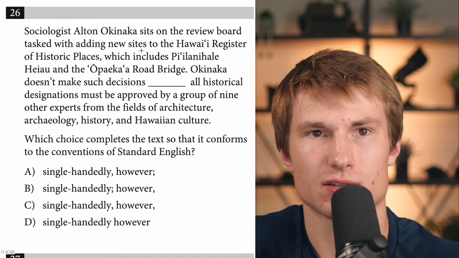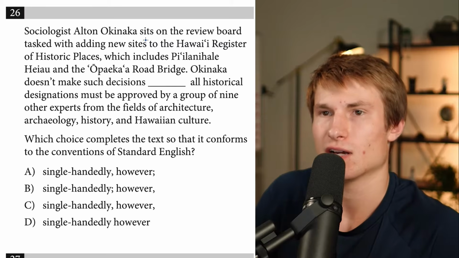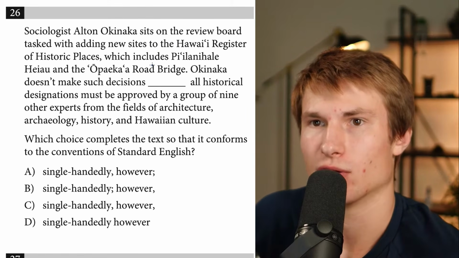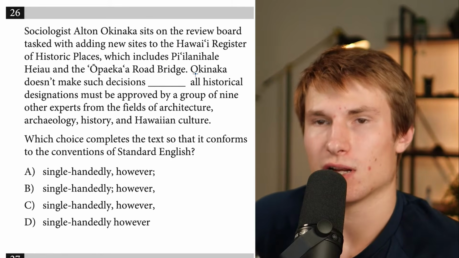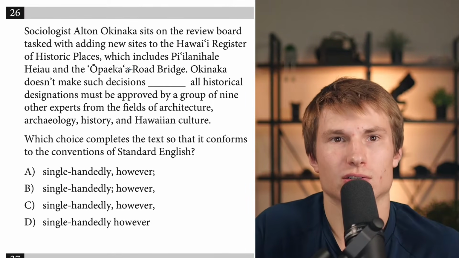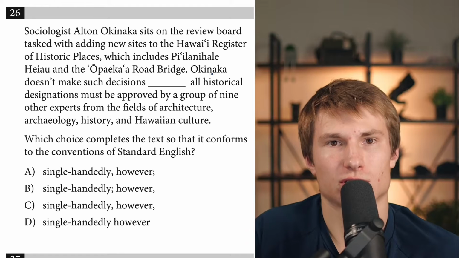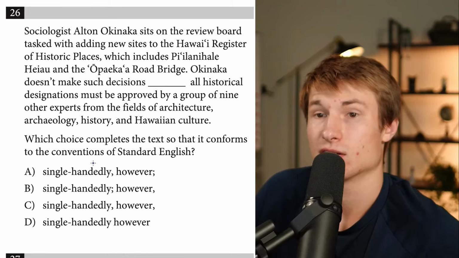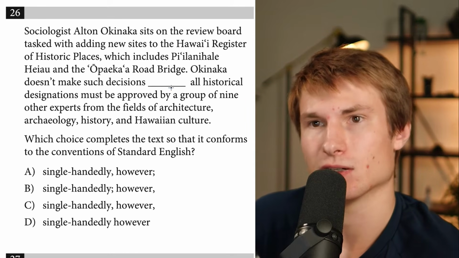Question 26. Sociologist Elton Okinaka sits on the review board tasked with adding new sites to the Hawaii Register of Historic Places, which includes Polynalial, Hawaii, and Oiapoque Road Bridge. Okinaka doesn't make such decisions. Okay, doesn't make such decisions single-handedly. Okay, so that's an independent clause.